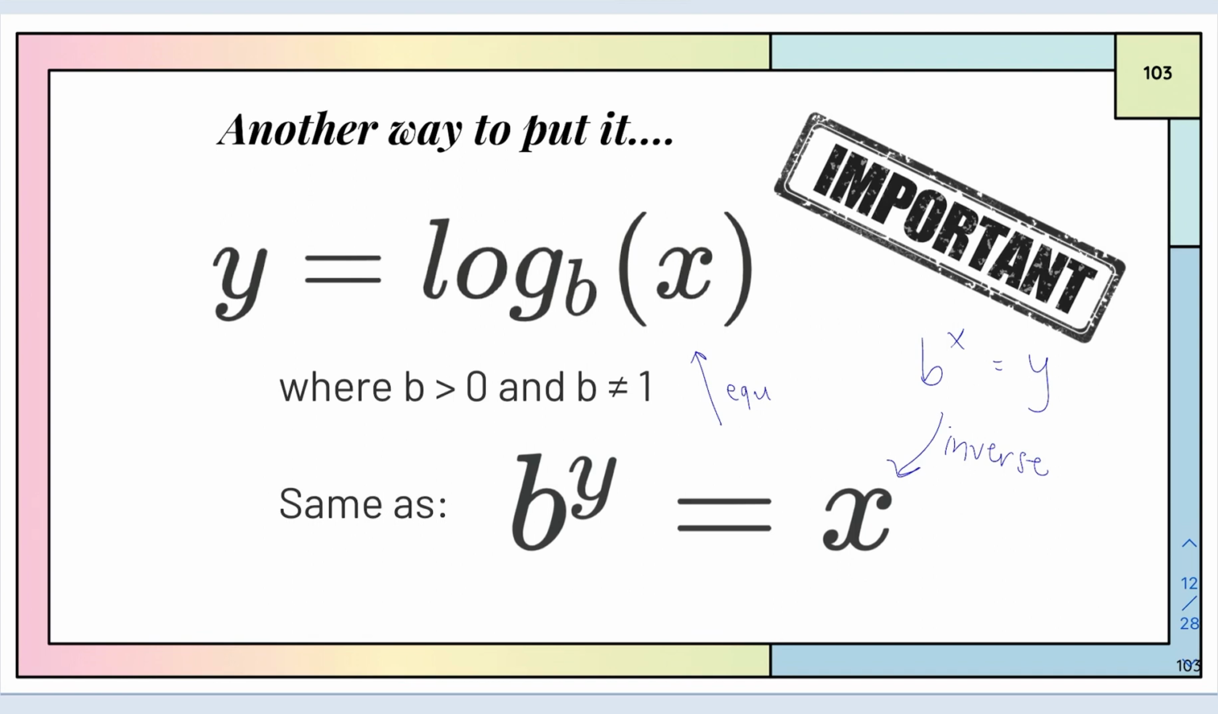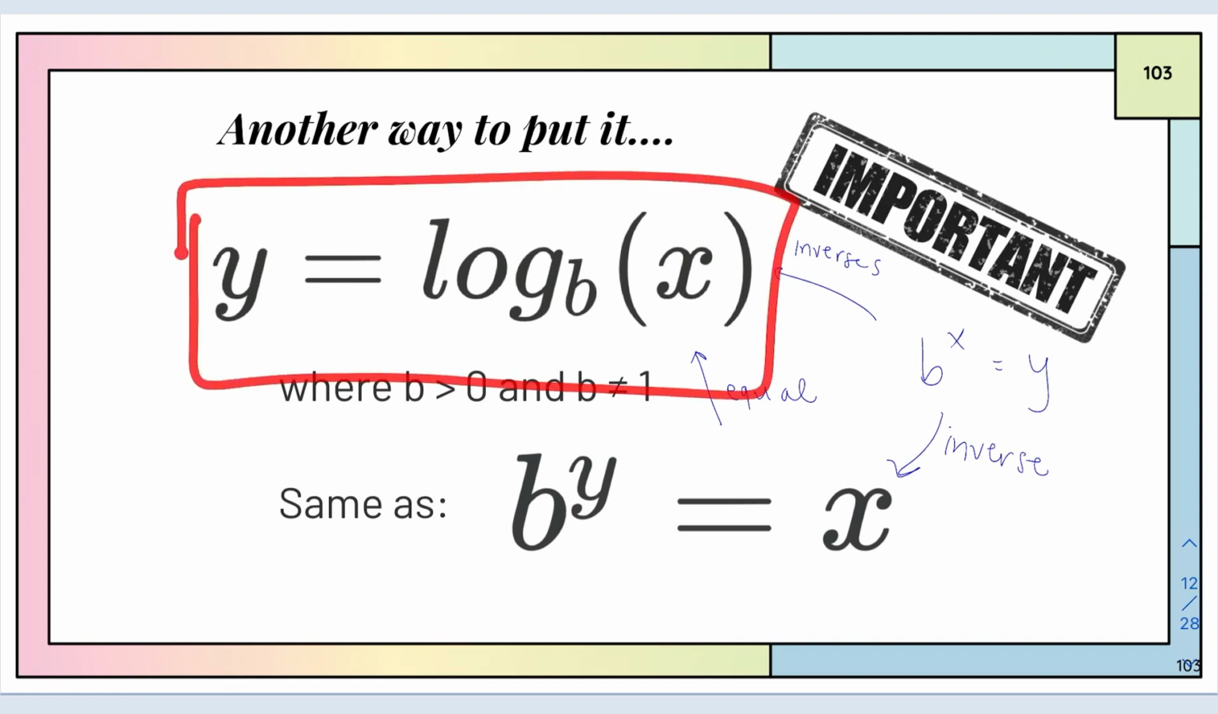This is equal to what I have right here. So b to the y equals x is the same as y equals log base b of x, whereas both of these are then inverses of b to the x equals y.